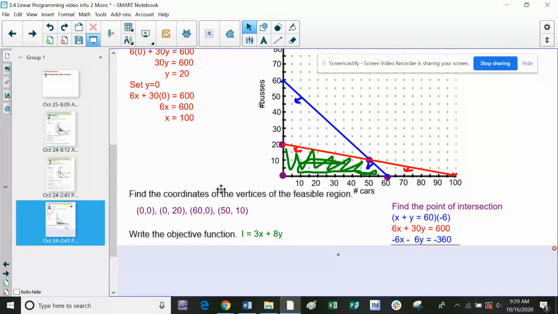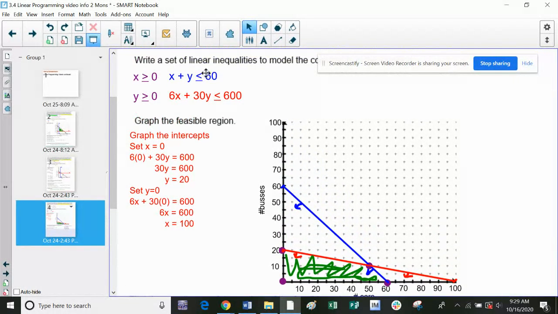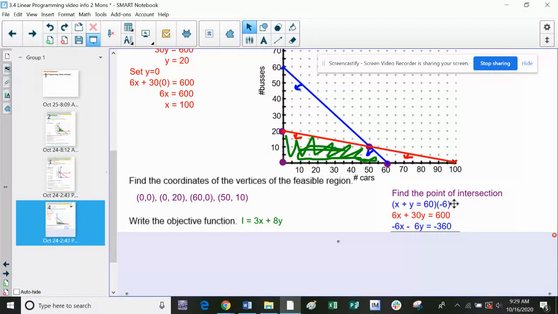0, 20 is that point right there. 60, 0 is that point. What's this point right here? Well, I went ahead and I took our original two equations back up here and I put in equal sign because I'm just going to try and solve them for a point. I'm not worried about shading. So I have x plus y equals 60 and 6x plus 30y equals 600. And I'm going to solve them using elimination.